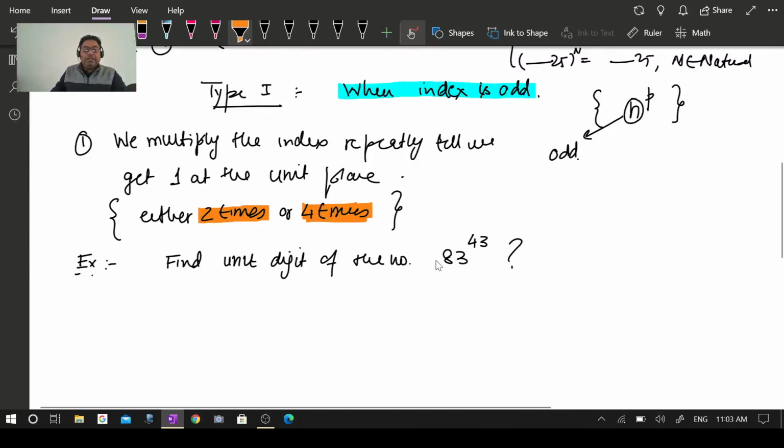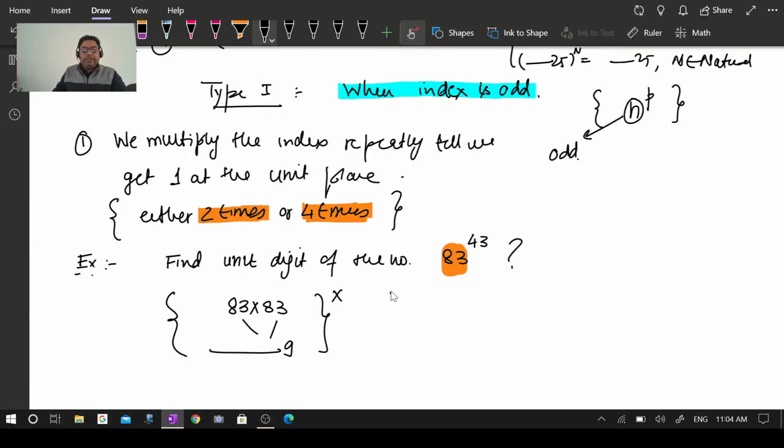So I'm just marking what is our index, 83. It's an odd number, so I multiply 83 twice first. Once I multiply 83 twice, 3 3s are 9. I'm not getting 1 in the unit place. Then I'll check 4 times. Definitely, if it is not working 2 times, 4 times it is going to work.